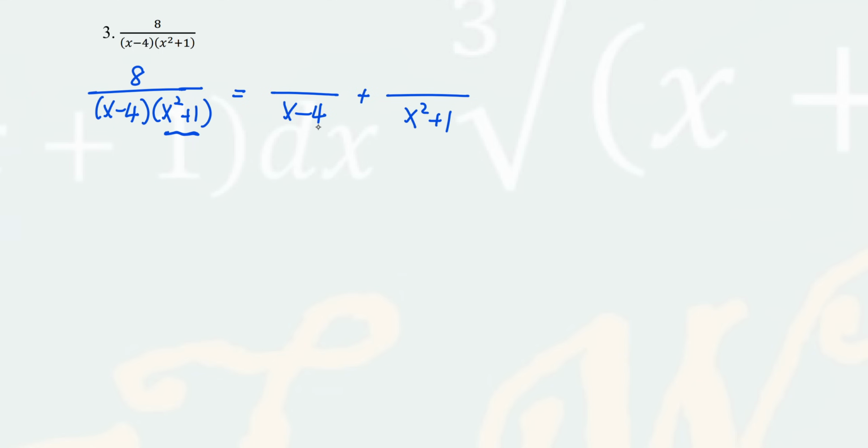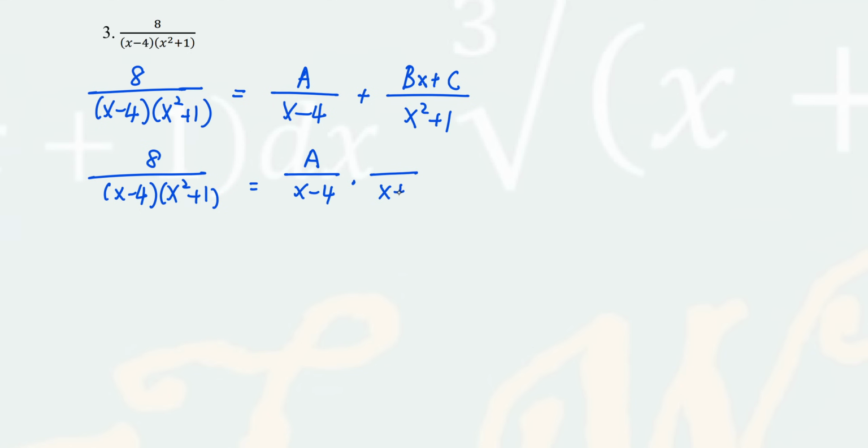Okay, since the first one is a linear factor, the numerator should be a constant. And the second one is a quadratic that cannot be factorized, so the numerator must be a linear function, bx plus c. Okay, so use back the same concept, compare with the left side to get the same denominator. So you will get a over x minus 4 times x squared plus 1, because I have x minus 4, so times by x squared plus 1, and plus bx plus c over x squared plus 1.